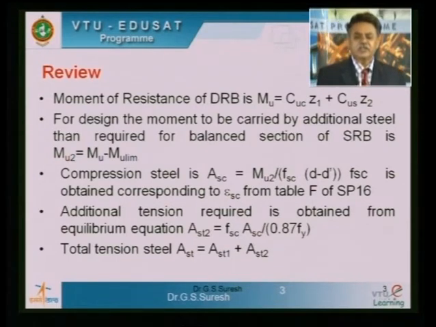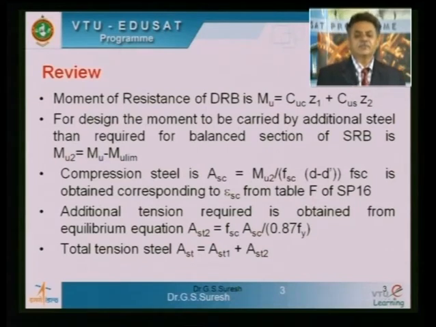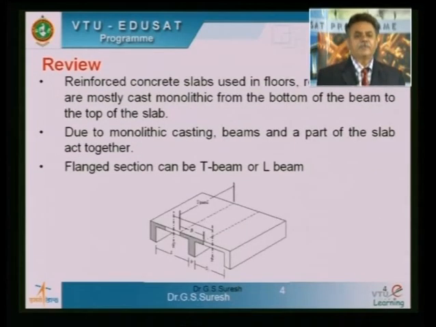The additional tension required in the tension zone is calculated as FSC into ASC, that is the compressive force in the additional steel at the compression zone, divided by the design stress 0.87 Fy. The total steel is AST1 plus AST2. I had shown you how to do the numerical problems in the previous class.